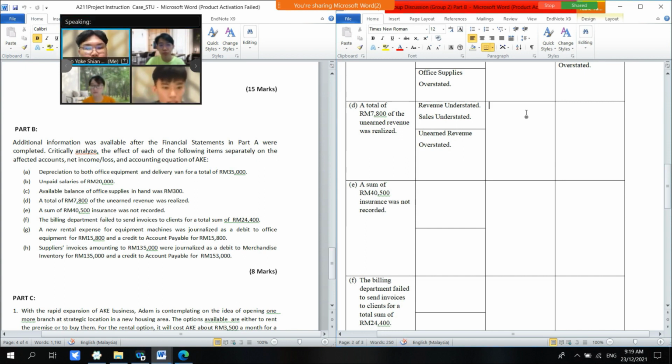The net income will be understated. And then the liability will be overstated and owner's equity will be understated.